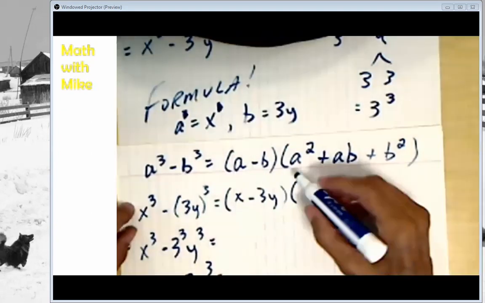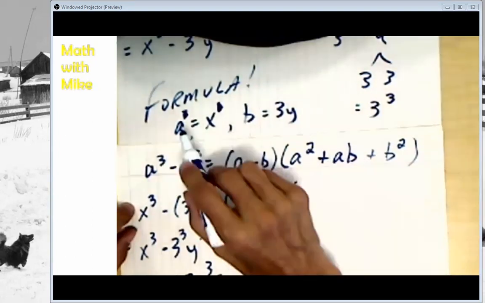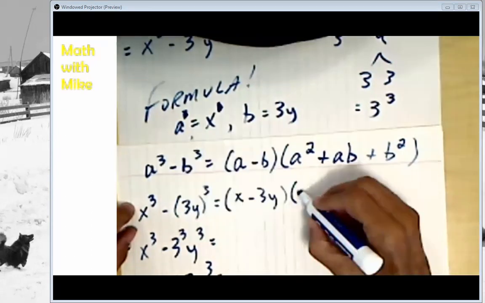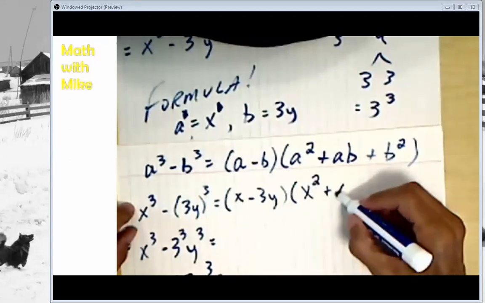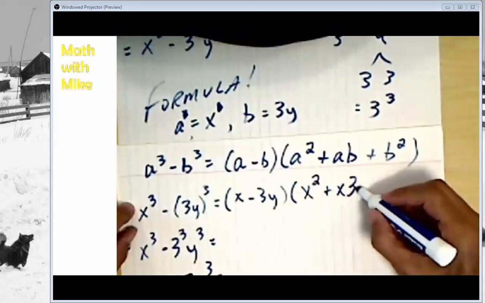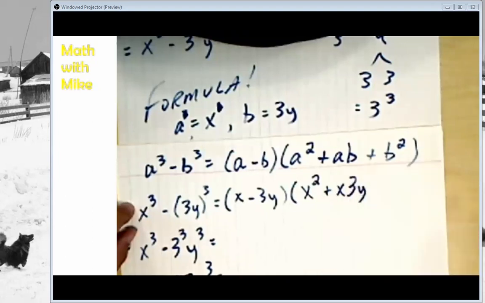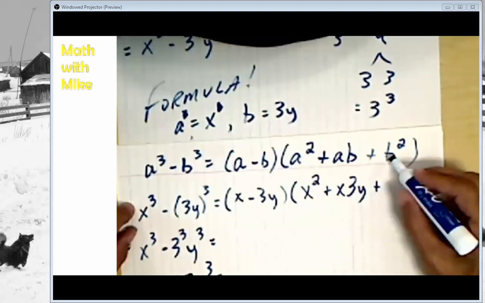A on its own is X. A to the power of 2 is X to the power of 2. See, just substituting. A is X, B is 3Y. See, that's like being strict with the substitution. And then watch, use brackets.